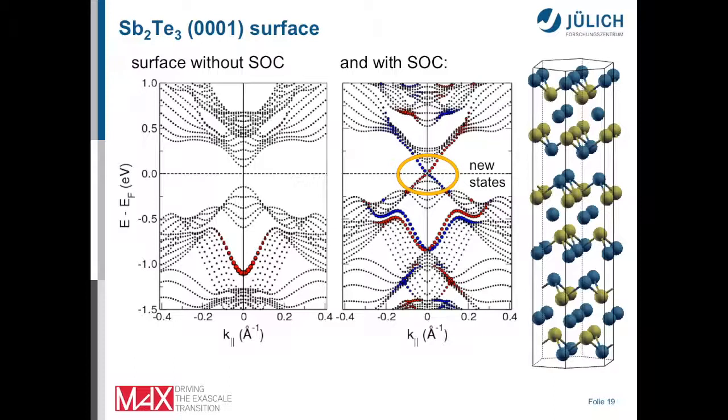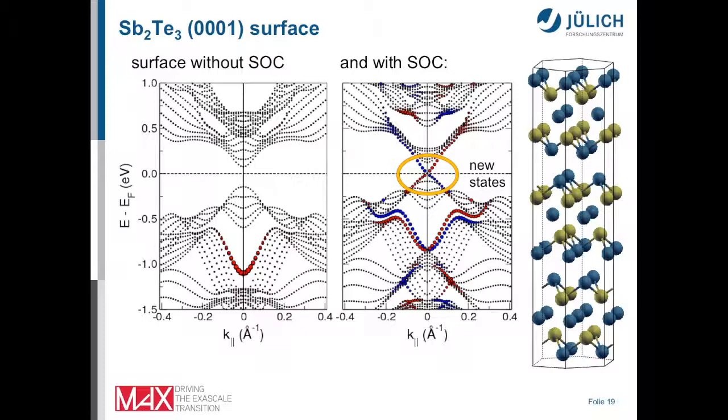But you also see, in this case, that something else can happen: in the band gap that was present without spin-orbit coupling, now new states enter as soon as you turn on the spin-orbit coupling. And this comes from a so-called band inversion, which you have between valence and conduction band when you turn on the spin-orbit coupling. And this appears if your substance is a so-called topological insulator.